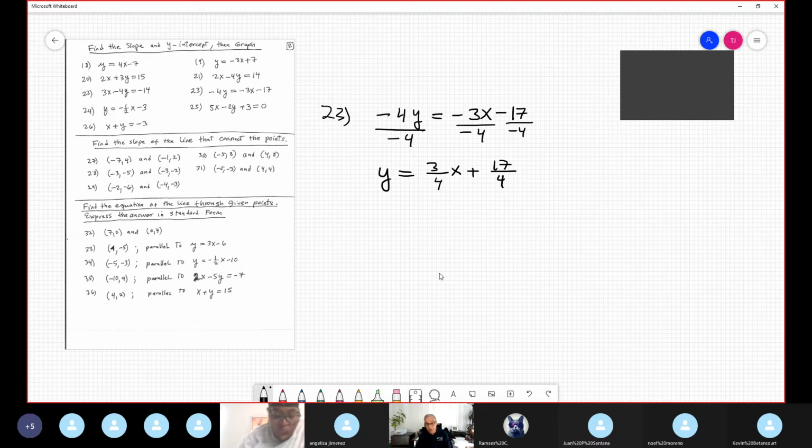Now 17 over 4, okay, it's a number, but I have no idea where it is. 17 divided by 4, I put in my calculator, is 4.25. So 17 over 4 is equal to 4.25 in decimal. Okay? Now I'm ready to do the graph of this.